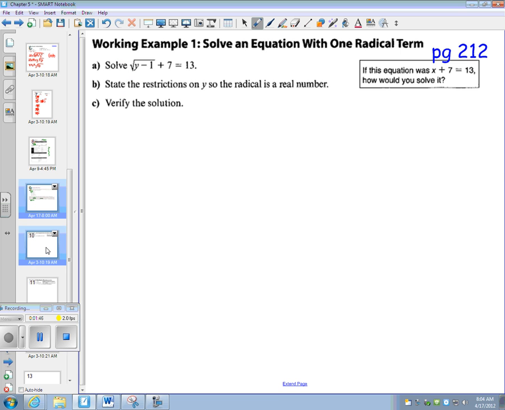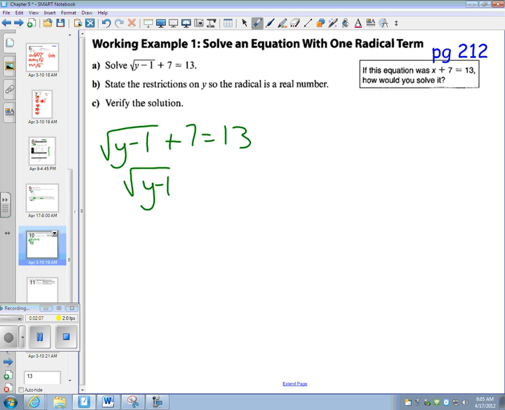Okay, let's get started on page 212. So what we're going to do is solve the square root of y minus 1, plus 7, equals 13. Okay, so we're going to isolate the radical. We're going to make it be on a side all by itself. So we're going to subtract 7 from both sides, and we get 6.